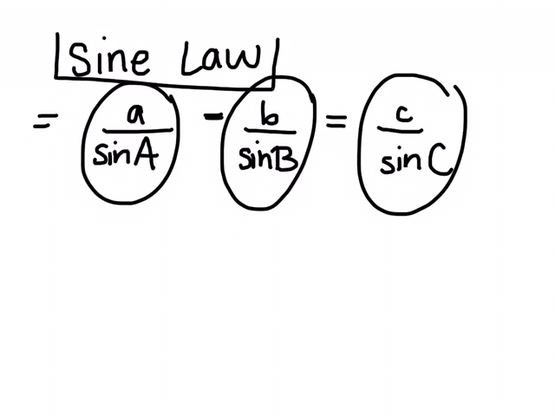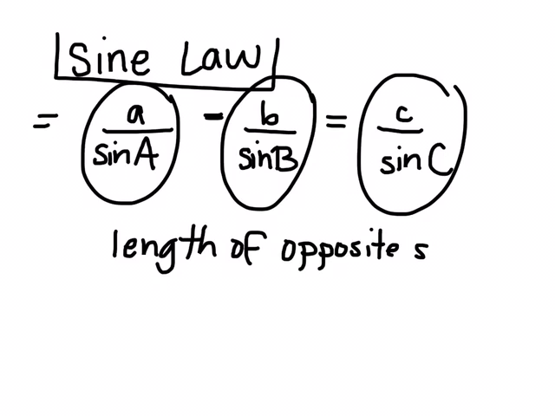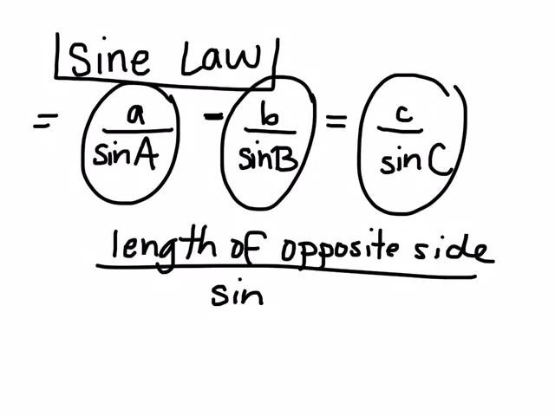So, let's write this out: the length of the opposite side over sine of the angle, whatever the angle is. All three pairs of these are equal in an acute triangle. They're all going to be equal to one another.